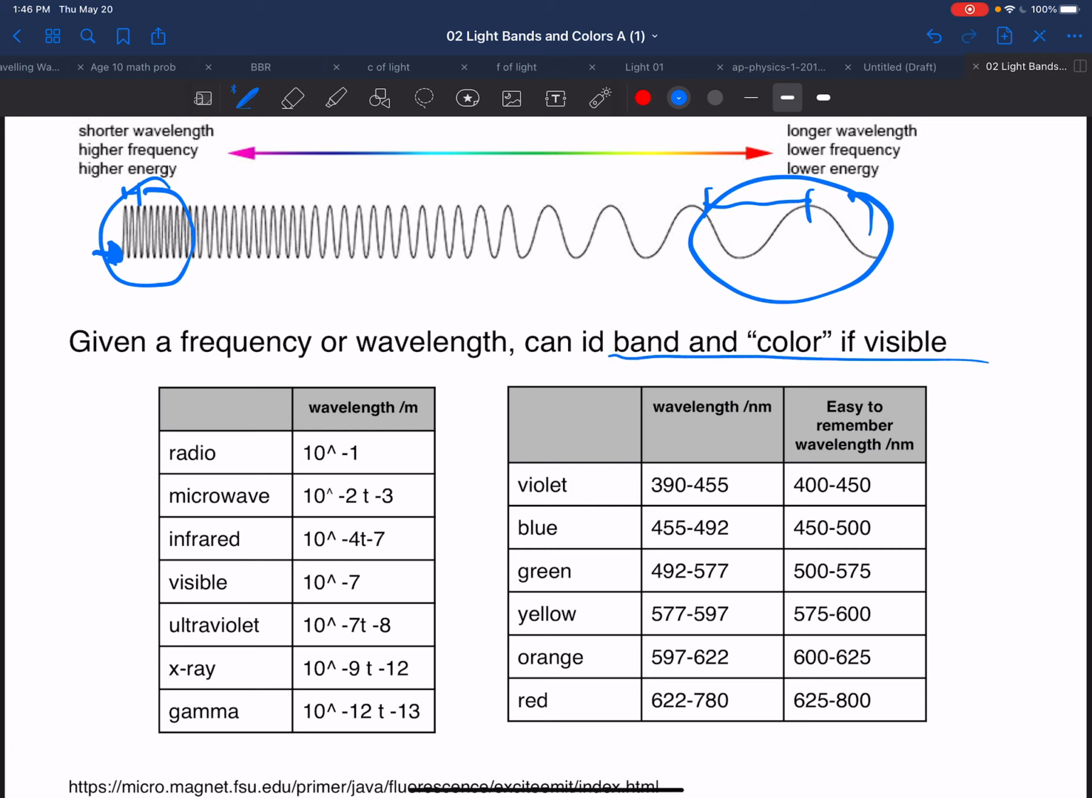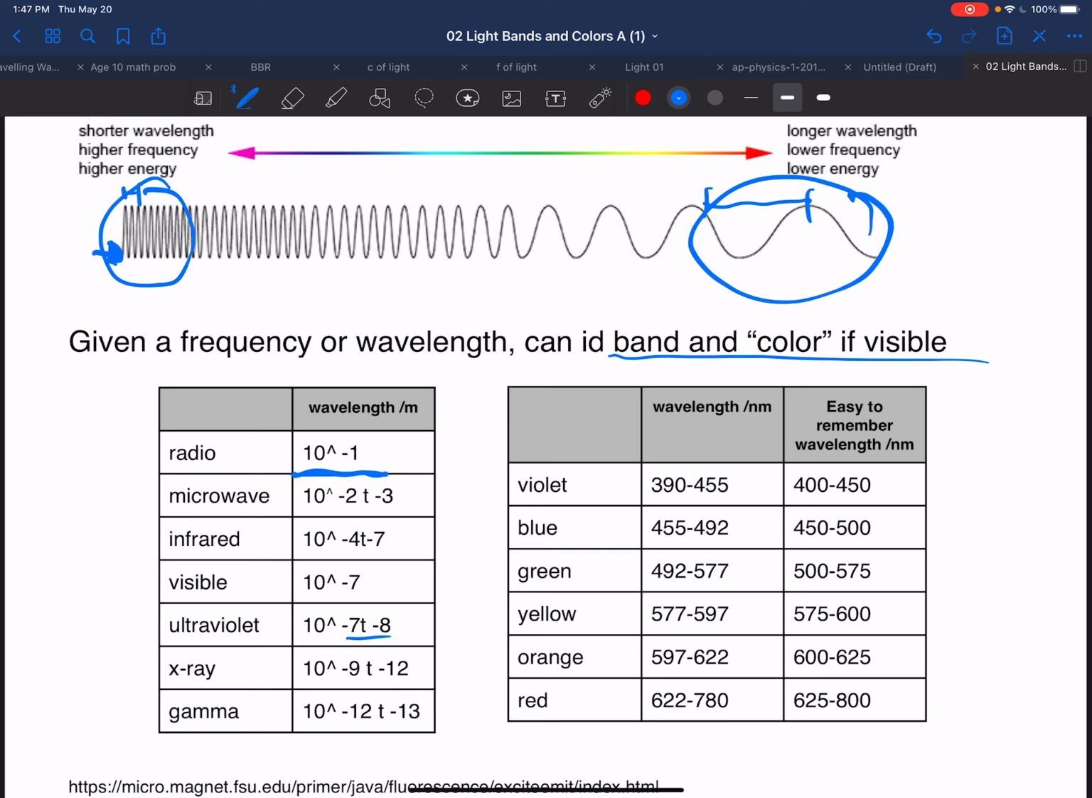So the skill we want to have is to be able to identify a band and color, if possible, of light when we know its frequency or its wavelength. So what I have compiled here is a list of ranges of wavelength for radio. So we could see it's going to be longer than 10 to the minus 1. Microwaves are 10 to the minus 2 to 10 to the minus 3. Infrared, 10 to the minus 4 to 10 to the minus 7. Visible light is all 10 to the minus 7.